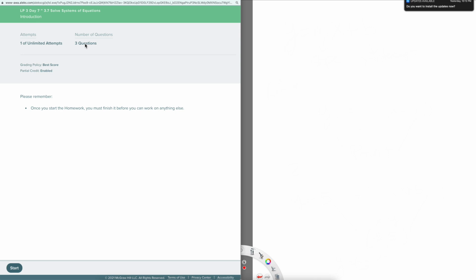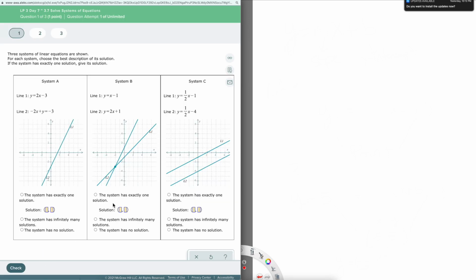Down here it says, please remember, once you start your homework, you must finish it before you can work on anything else. So what that means, if I click Start down here, on the student screen, so you won't see this on my screen here, but on the student screen down here, you will see a Submit Assignment button. So that's always what you want to click when you're leaving this screen. If you're taking a break, if you're going to come back to it tomorrow, whatever's happening, even if you've only worked on 1 problem, you click Submit Assignment.